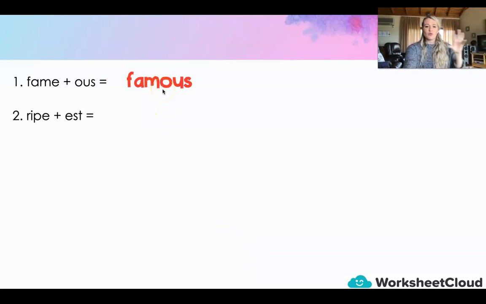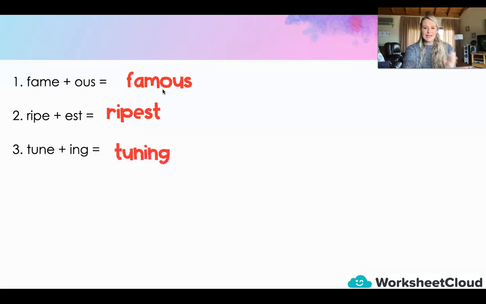Okay, are you ready to practice? Pen and paper, let's go. So number one, fame plus ous gives us famous without that E. Number two, ripe plus est. Okay, remember to drop that E, becomes ripest with one E. Number three, tune and ing, drop your E, becomes tuning. Number four, joke and er becomes joker. Remember, one E. We don't have the two E's over there. We drop that E. Silent E rule.